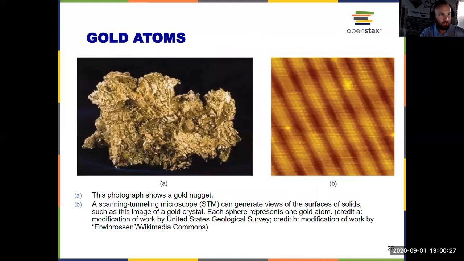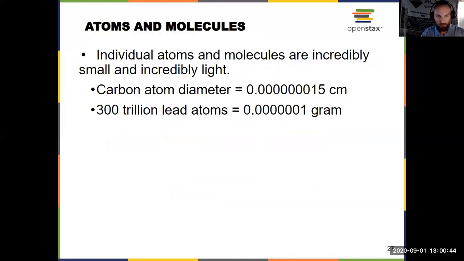And here we see gold atoms, right, that we can approximately visualize using technology that's using STM, but I've already mentioned the fact that we can't actually zoom in and see individual atoms or molecules. Don't have the technology yet. These things are small and light. You can probably get an idea for that, right? Carbon atom diameter, look how small that is and how light it is, right? Taking lead atoms, 300 trillion of them, still negligible.